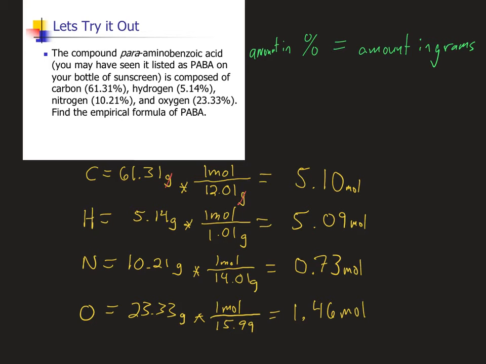All right. So I'm going to write out the elements that I have, because I know I'm going to have at least one of them, right? So I can write them out. And now I'm just going to go and find which one of these numbers is the smallest. The nitrogen one, the 0.73, right? Well, 0.73 divided by 0.73 is going to give me 1, right?